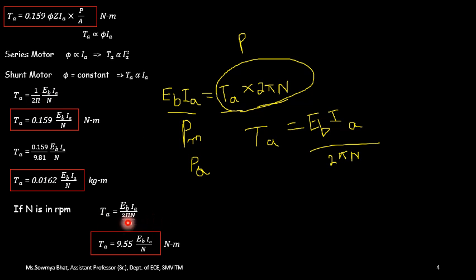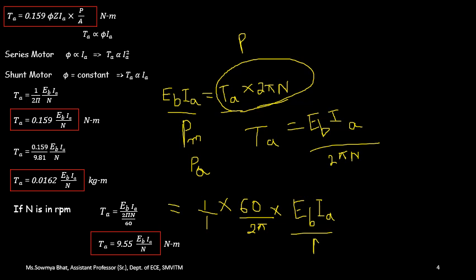If I just divide it by 60, once again it will be expressed in terms of RPM value. So this can be rewritten as equal to 1 divided by 1 into 60 divided by 2 pi into EB into IA divided by N.